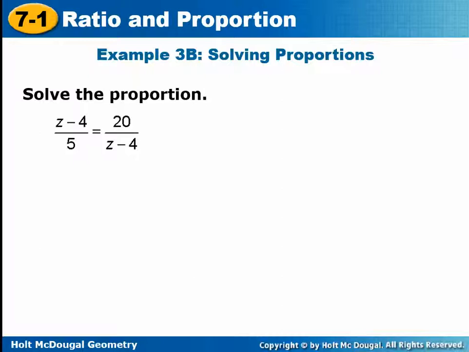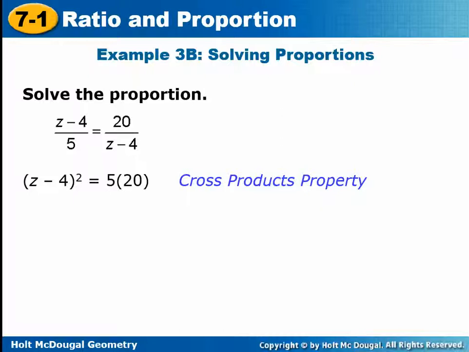Now in this one, same rule applies, the product of the extremes equals the product of the means, but this time we have z minus 4 times z minus 4, which is z minus 4 squared.